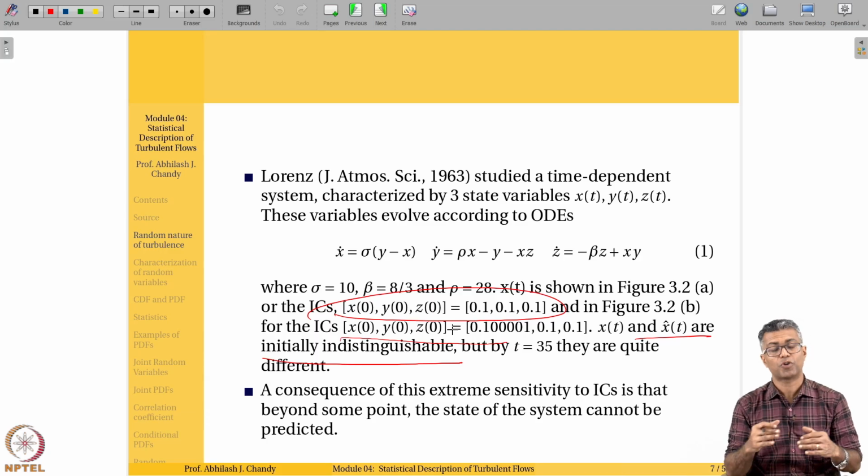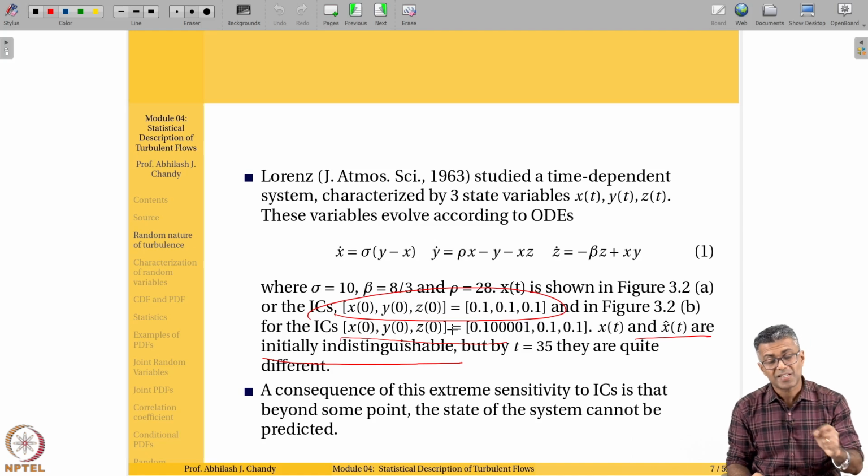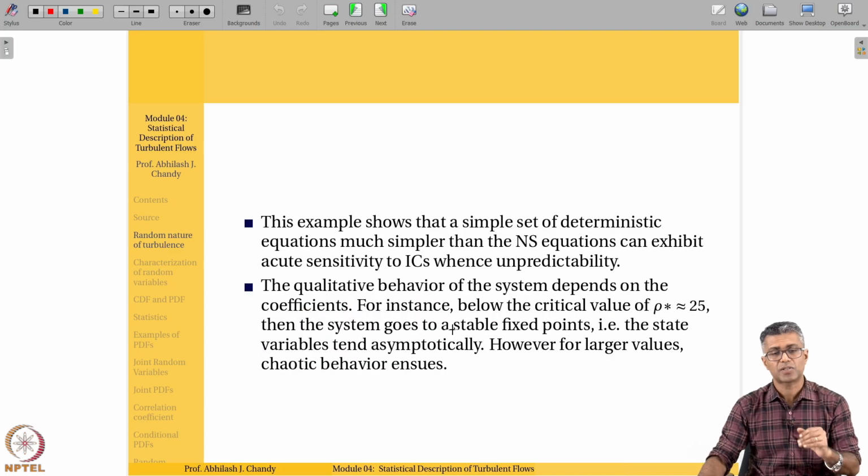But in an experiment, for sure, there are a lot of uncontrollable things which can lead to perturbations. And that sensitivity to perturbations is what differentiates turbulent flow from laminar flow. So that is what is prescribed here.